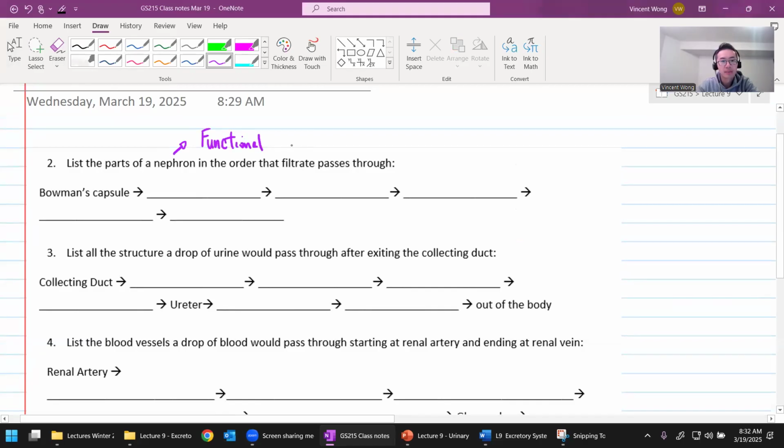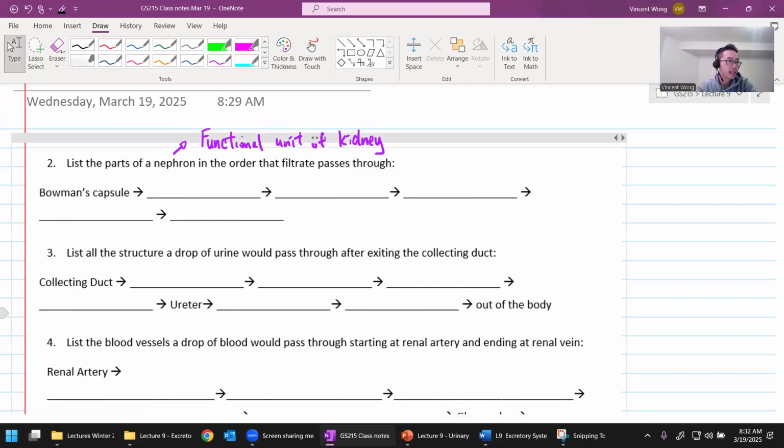Functional unit of kidney. What does functional unit mean? Functional unit means it's the smallest unit that is carrying out the function of the kidney, which of course is filtering the blood and producing urine, right? So it has a hollow interior, which is going to be filled with the filtrate.